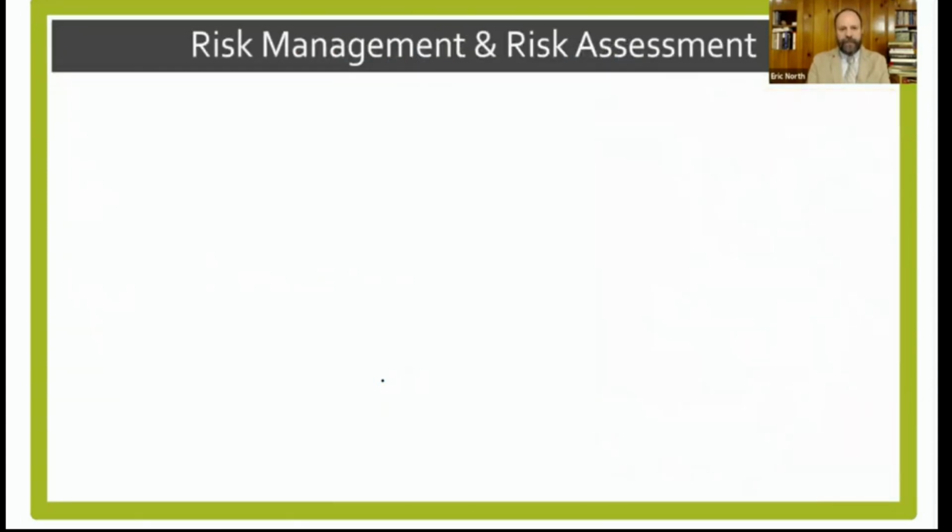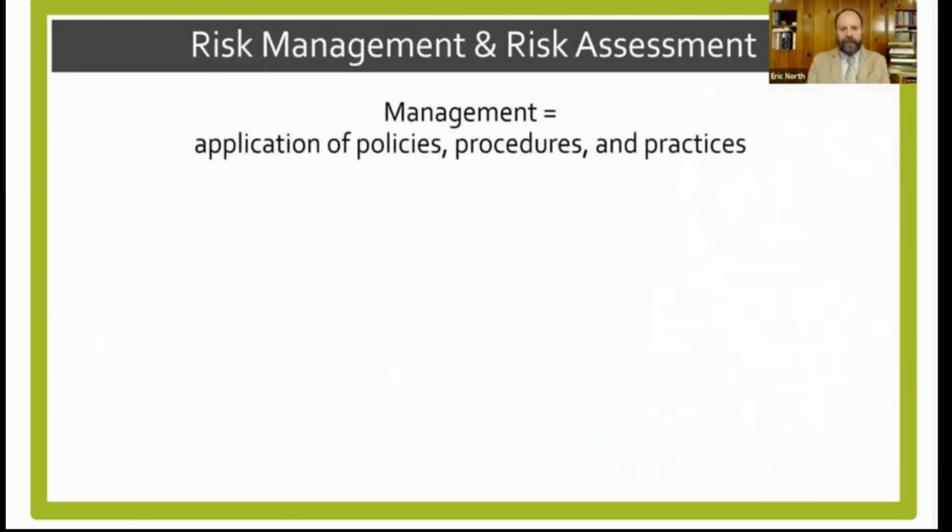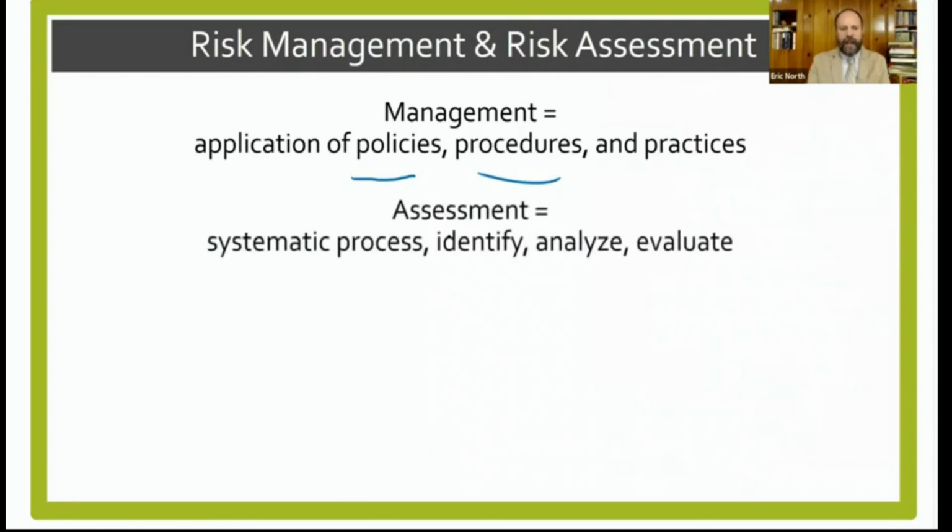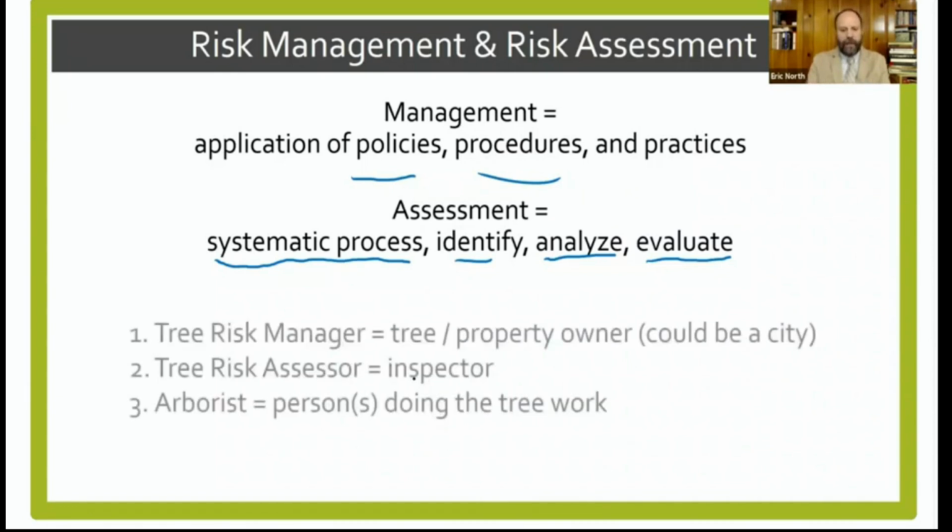So risk management versus risk assessment. Management is the application of the policies and the procedures. So this might be the urban forester that sets up the policies, or the municipality that sets up the policies and procedures and practices. And assessment, what's important here, is the systematic process to identify and analyze and then provide an evaluation. These are all important things of what you'll do as part of your tree assessment. Systematic process is really important here. You don't just give an opinion and say, I think that tree is pretty good. There's a systematic way to go about this.